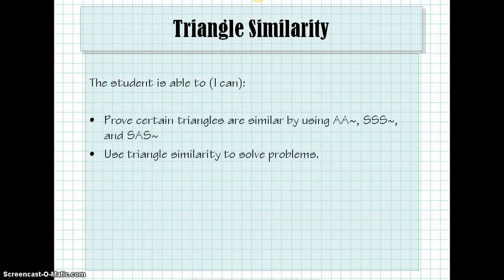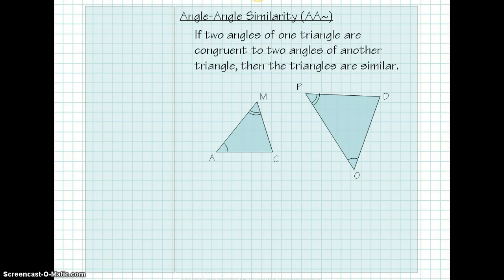Right, we've been talking about similar polygons and proportions, and so now we're going to move to more specifically talk about triangles and the similarity between triangles. So just like we had some shortcuts dealing with congruent triangles, we have some shortcuts dealing with similar triangles.